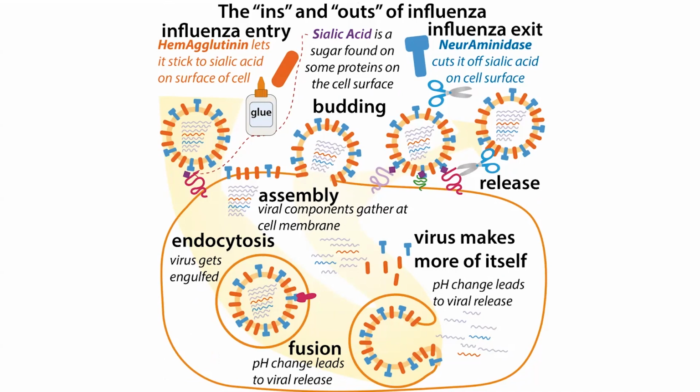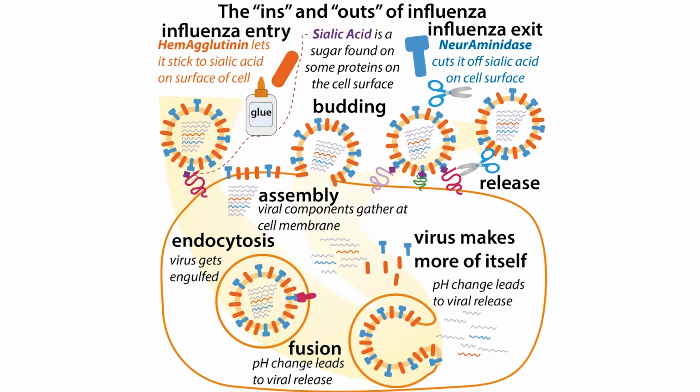Another fun fact about neuraminidase is that Tamiflu is actually a mimic of sialic acid that competes for the actual sialic acid, and therefore it prevents the neuraminidase from working, so that the virus has a harder time getting out of cells and getting away from those decoys.